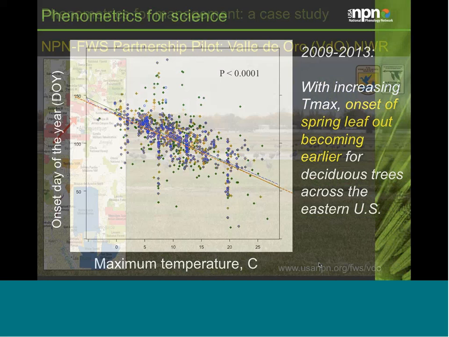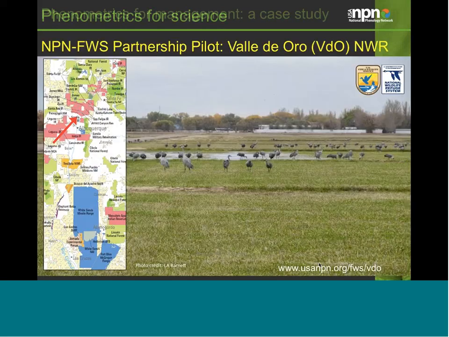So our pilot started at a brand new wildlife refuge, the Valle de Oro. Many of you may be familiar with that if you're in the Southwest. It's just south of Albuquerque, and that's this little crazy map over here. Actually, it's hard to see because there are so many colors. But the colors are representing the other public lands along the Rio Grande corridor. So the refuge is part of a broader regional network of protected areas along the Rio Grande. It was established in 2012, south of Albuquerque, New Mexico, the first urban wildlife refuge in the Southwest.